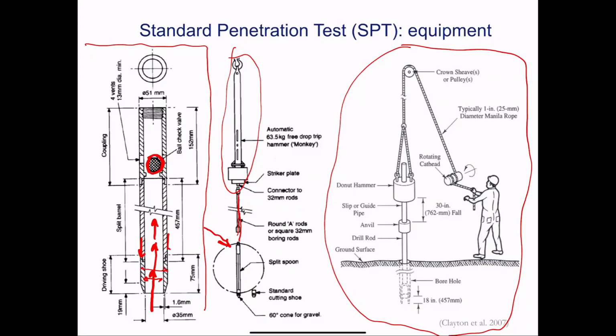So you can imagine there are a few problems with this setup, right? If you have a different height of technician, he might pull the cat head differently. If you wrap the rope differently in a different direction, or you pull at a different angle, you might have different energy losses, right? Although we say it's 30 inches, there's energy loss in this entire system.